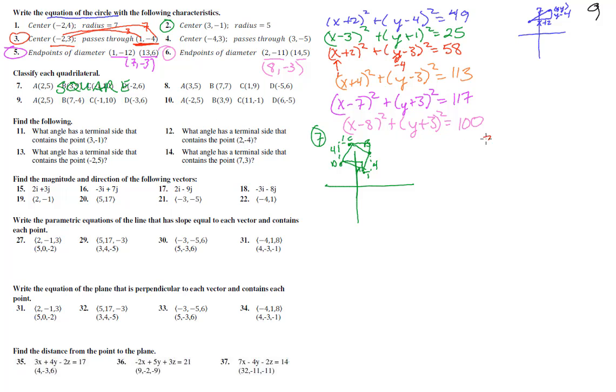Let's try the next one. Number 8. Let's see what we get here. So A is (3, 5), and B is (7, 7). So A, B. C is (1, 9). And D is (-5, 6). So let's check and see with our slope. That'll give us our distance.